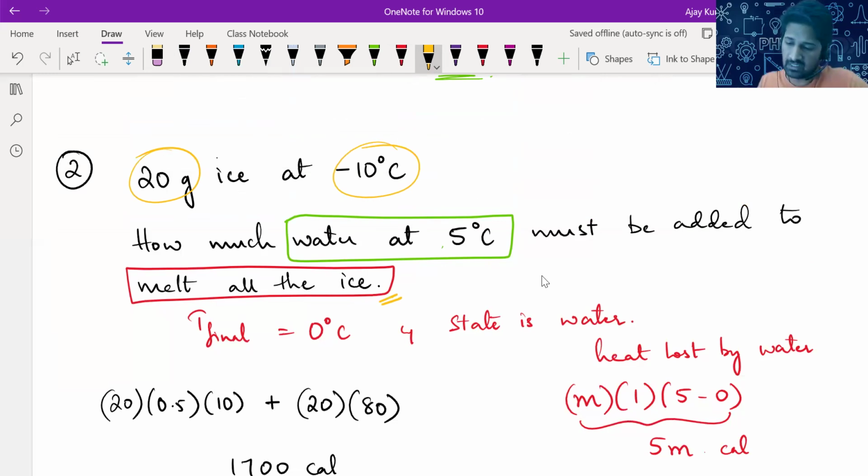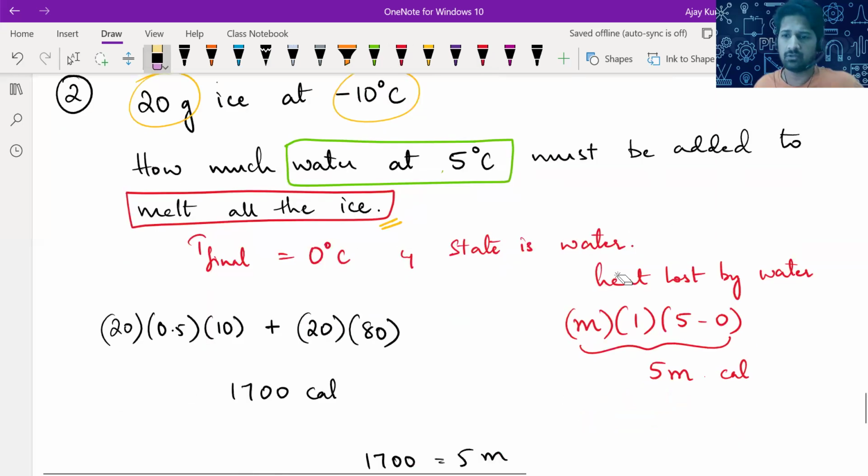Now you can even be asked, let's say some 100 grams of water is put along with this ice. Finally, what will you find? Will there be ice? Will there be water? At what temperature? So there the state will not be known, and the temperature also will not be known. How to solve those kinds of problems? We'll see in tomorrow's class. Okay, thank you all. We'll continue tomorrow.